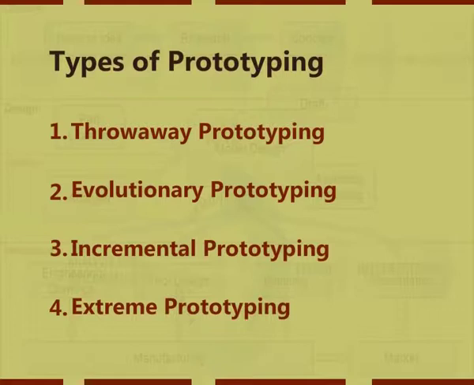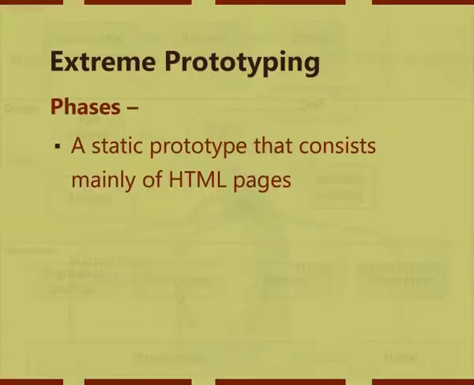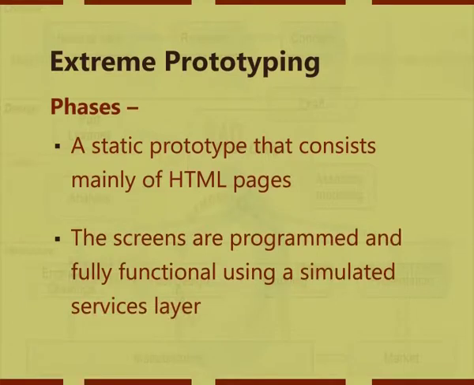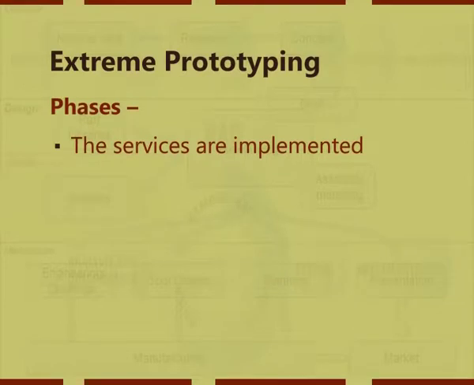Fourth one, extreme prototyping. Extreme prototyping as a development process is used especially for developing web applications. Basically, it breaks down web development into three phases, each one based on the preceding one. The first phase is a static prototype that consists mainly of HTML pages, which we call hypertext markup language pages. In the second phase, the screens are programmed and fully functional using a simulated service layer, and in the third phase, the services are implemented.